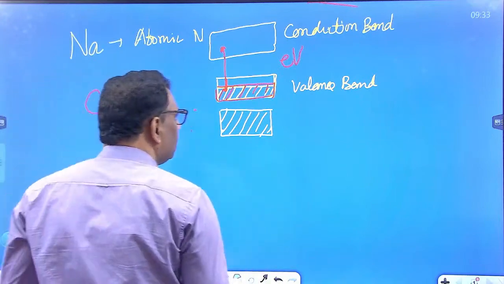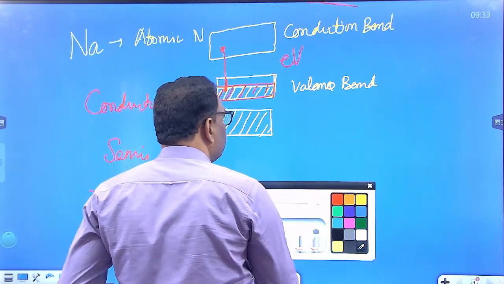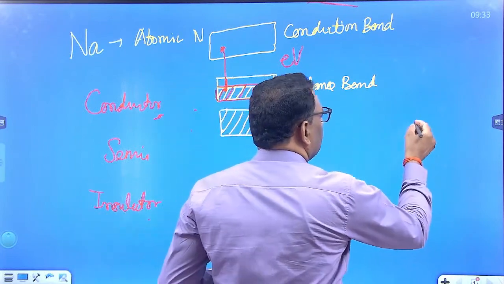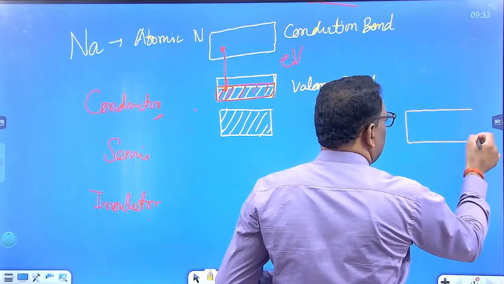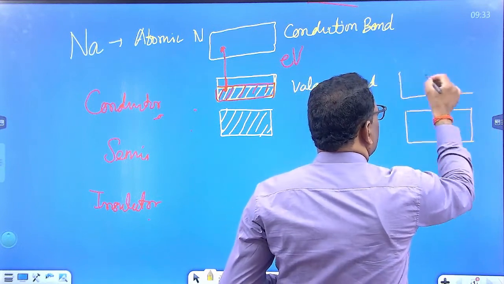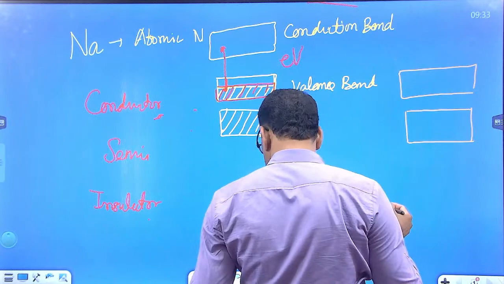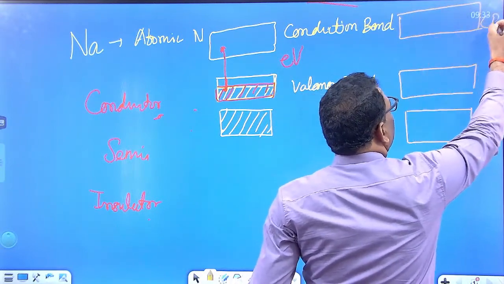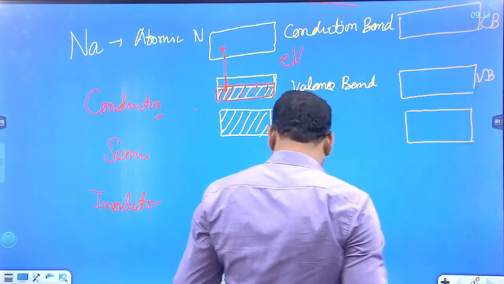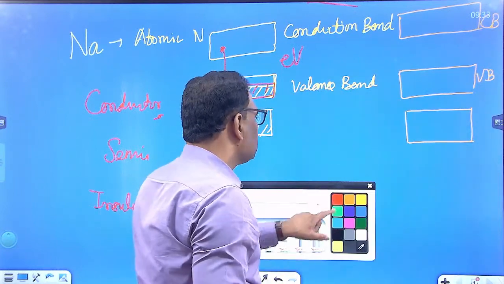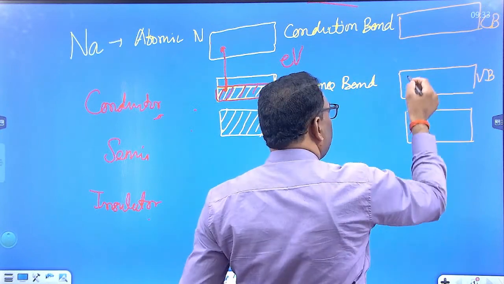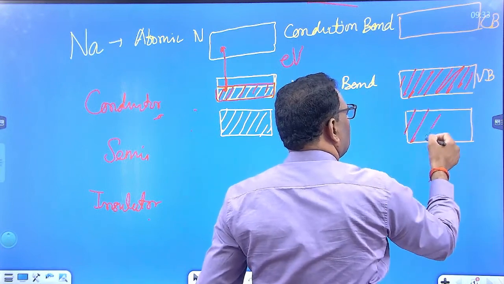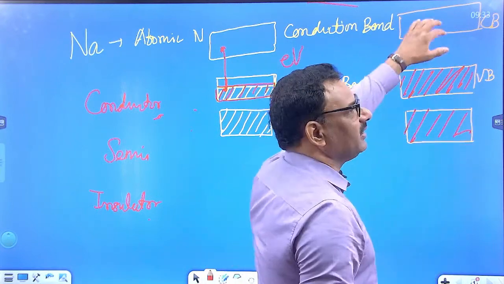Other thing is, we have this type of situation. Say we have this energy level. This is your conduction band, CB, and this is your valence band. This is completely filled, and this is empty.